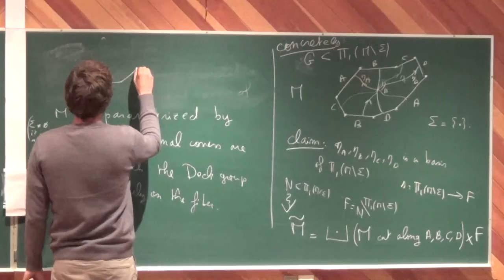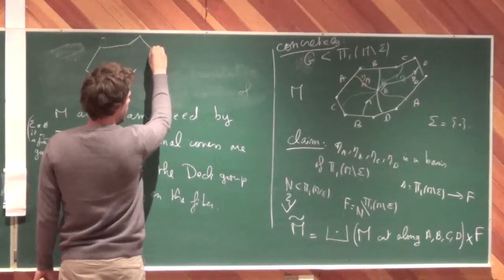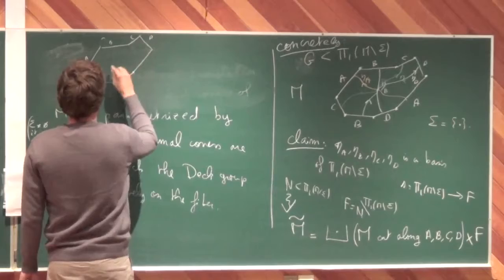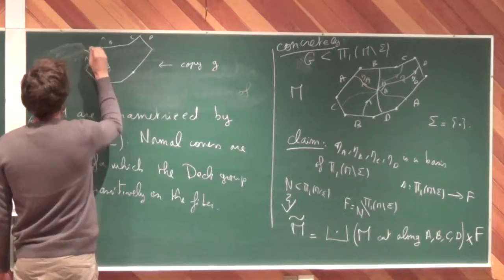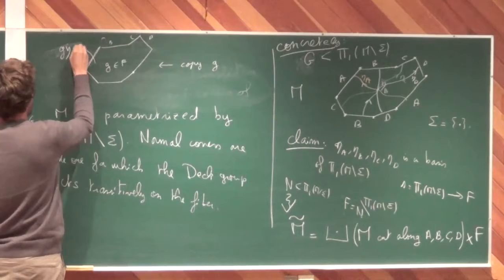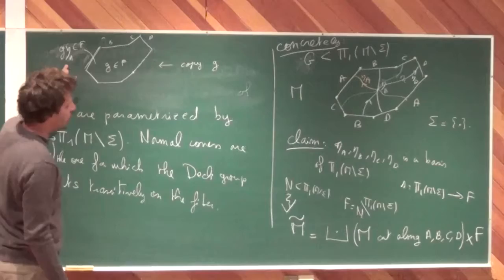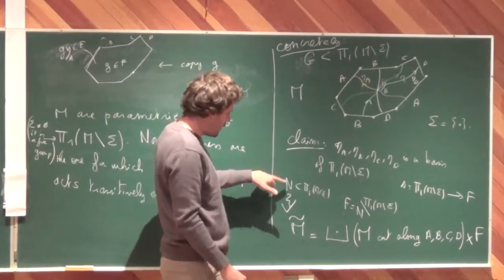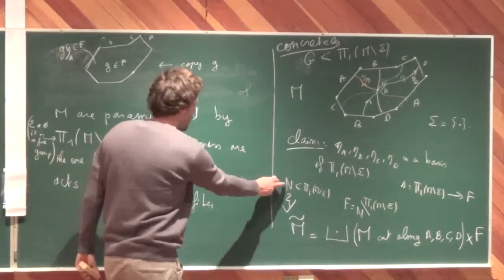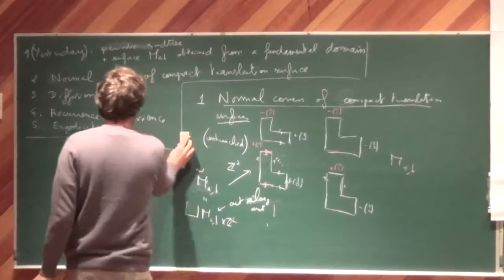So imagine the polygon with sides C, A, B, C, D, A, approximately. And imagine here, this is a copy, small g. Where do I glue everything? I glue this side, so this is copy g, g in F. I glue this side to the copy g times theta A, which also belongs to A, and the A which is below. I glue this A to this one, but in another copy. And I do the same along B, C, D. That way, I get exactly the cover determined by this normal subgroup. So this is a general construction of normal covers.